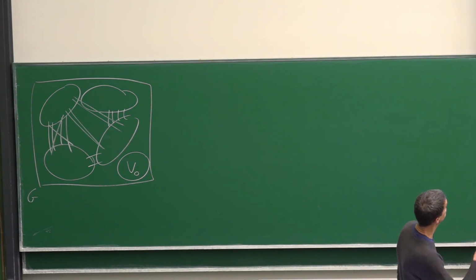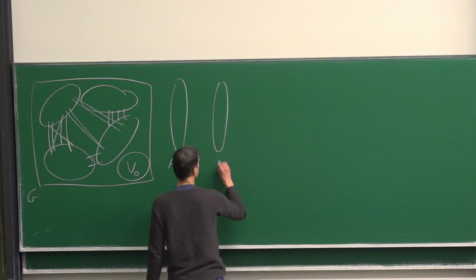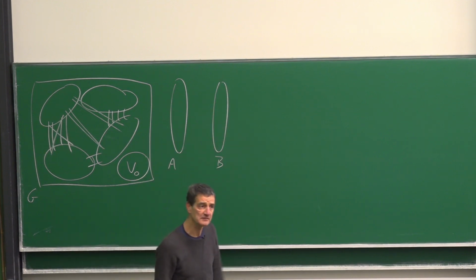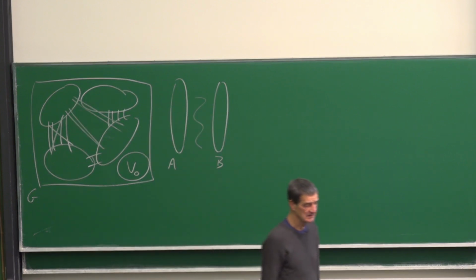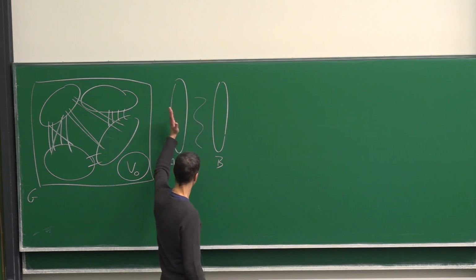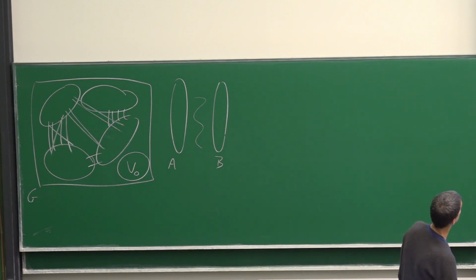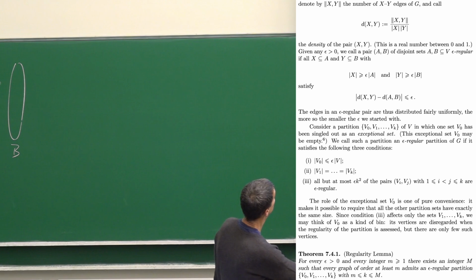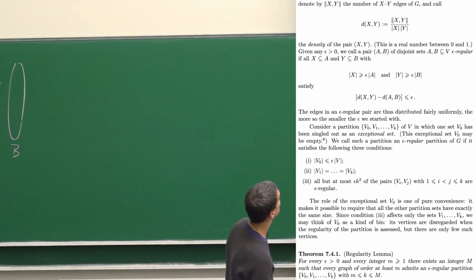Okay, let me make this more formal. And in order to measure this uniformity, we need to talk about the density of a pair of subsets. So if you have two disjoint sets of vertices A and B in some graph, the density of this pair is the number of actual edges between A and B divided by the number of possible edges. Okay, that's the density. The density of the pair AB is the number of edges from A to B divided by order A times order B.